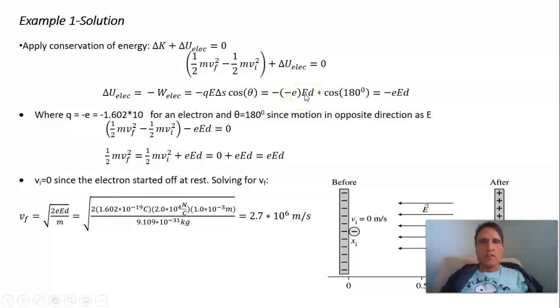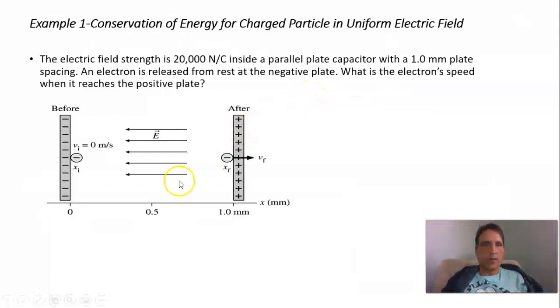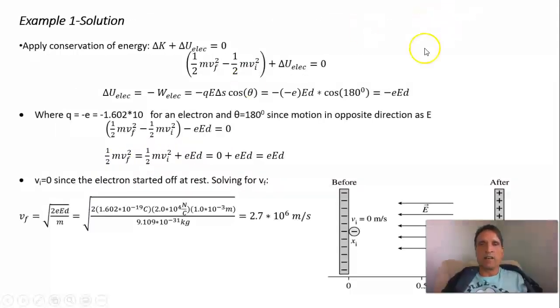Field strength is E. Spacing is d. And the angle here between the electric field and the displacement is 180 degrees, right? The displacement is to the left, the electric field is to the right. The angle between them is 180. Cosine of 180 is negative 1. So here again, the sign of the charge and the angle will guide you to the right sign. Okay, so that's why I keep everything in terms of deltas.